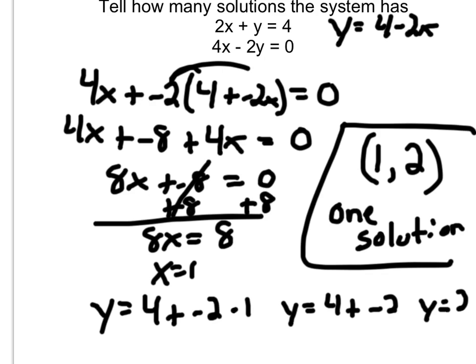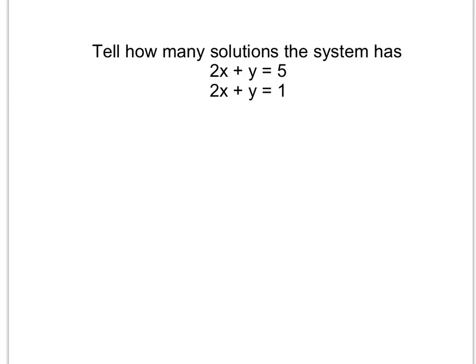If I plug that into this equation, 2 times 1 plus 2 is 4. Or plug it in here, 4 times 1 minus 2 times 2 equals 0, so they both work out. So this one is an example of one solution, because I got one answer, one ordered pair. And let's go on to the next example.